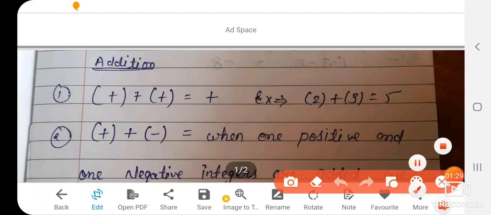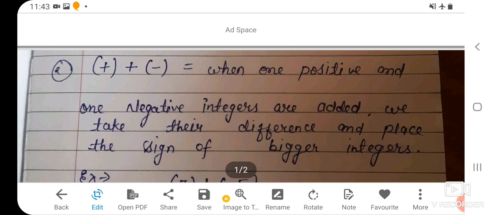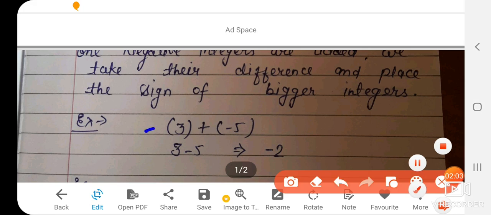In addition, we can use integers like this: when we add two positive numbers, the answer is also positive. Like when we add +2 and +3, the answer is 5. When we add one positive and one negative integer, we take their difference and place the sign of the bigger integer. That means when we add one positive and one negative integer, we have to put the sign of the bigger integer. For example, +3 and -5.